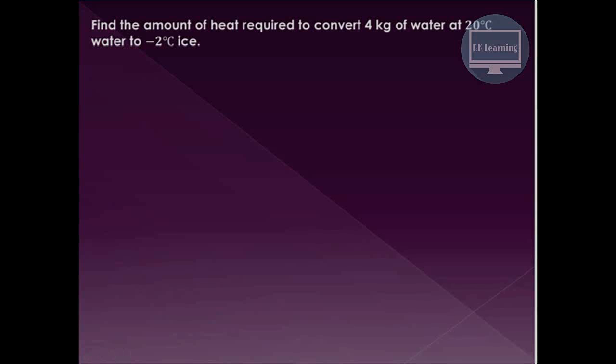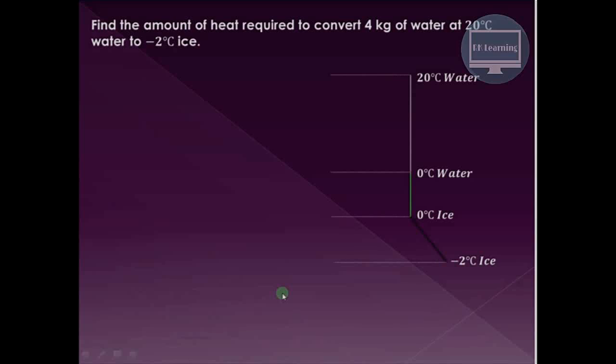We want to find out what will be the heat required to convert 4 kg of water, which is at 20 degrees centigrade, to minus 2 degrees centigrade of ice. So here first we'll draw the flow diagram. The first phase will be 20 degrees centigrade water, which first will get converted to 0 degrees centigrade water. Then 0 degrees centigrade water will get converted to 0 degrees centigrade ice, and then 0 degrees centigrade ice will get converted to minus 2 degrees centigrade ice.